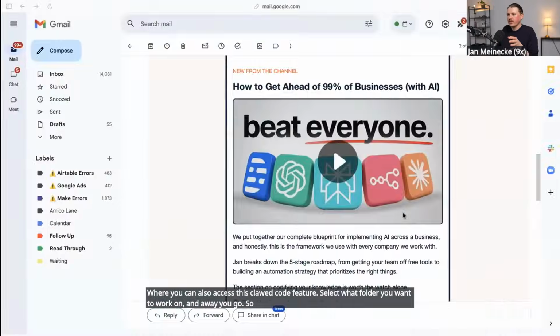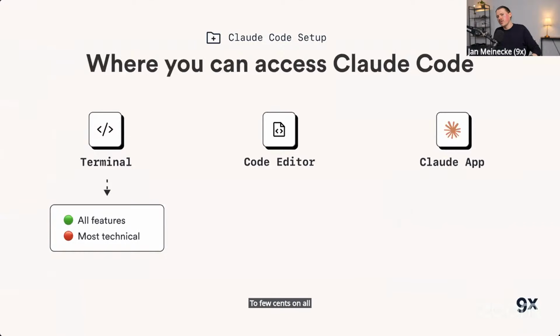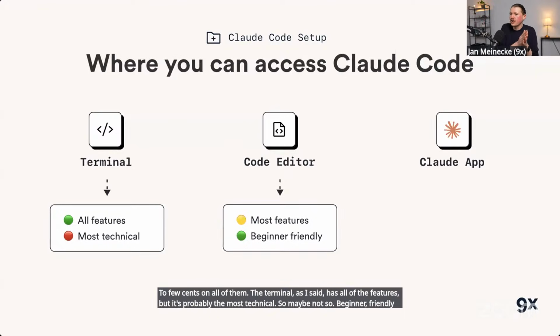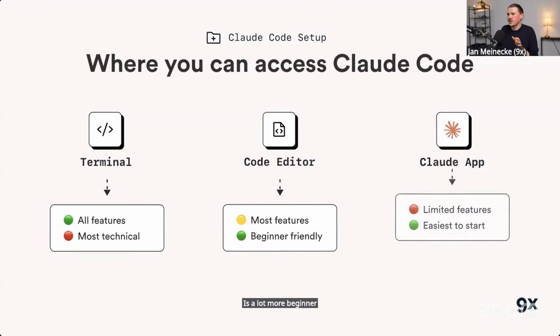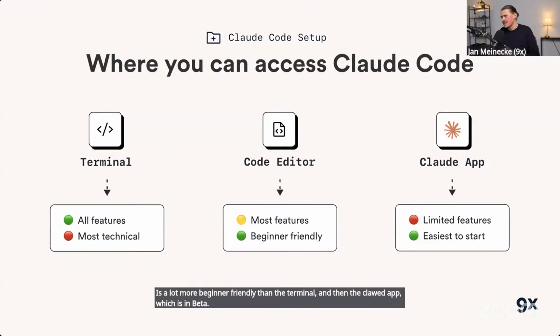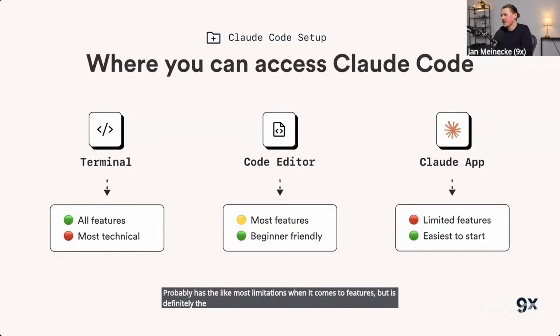So a quick summary of all of them. The terminal, as I said, has all of the features, but it's probably the most technical, so maybe not so beginner friendly. Then the code editor has most of the features and is a lot more beginner friendly than the terminal. And then the Claude app, which is in beta, probably has the most limitations when it comes to features, but is definitely the easiest to start with.